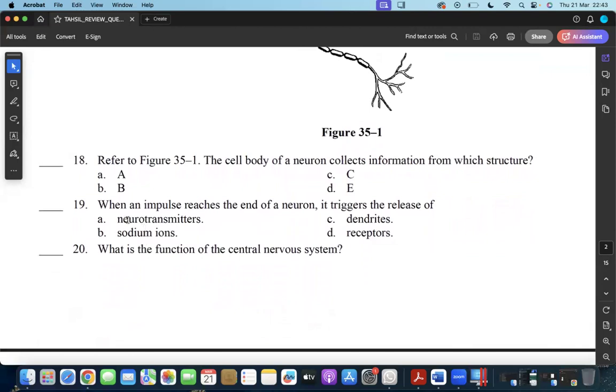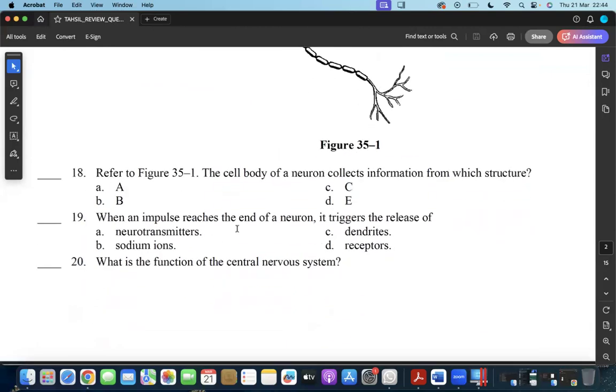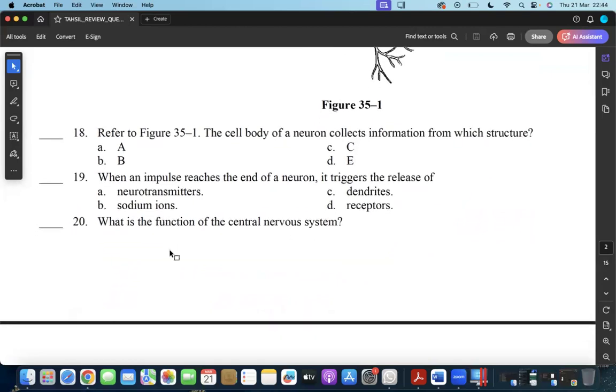Question number 19 says, when an impulse reaches the end of the neuron, what does it trigger? It triggers the release of what? Does it trigger the release of dendrite? No, because dendrite is part of the nerve cell. Receptor? No. Sodium ions? No. So the most correct answer is a neurotransmitter.